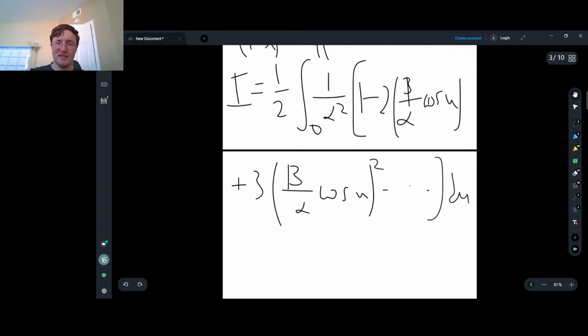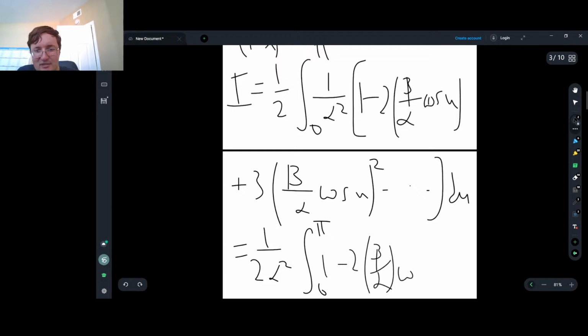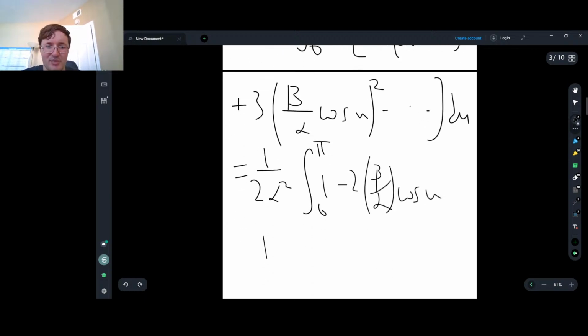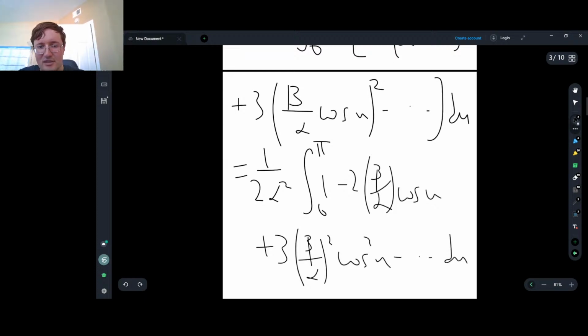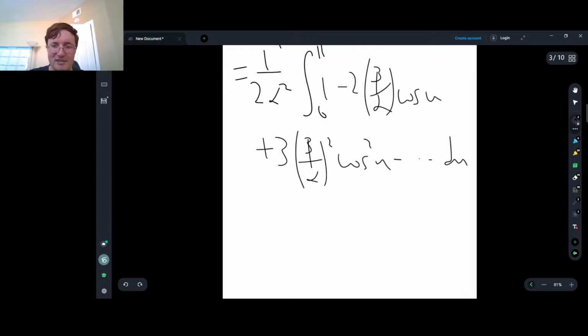Okay, well, here we go. So 1 over 2 alpha squared out front, 0 to pi over 2. Okay, now cosine u, or sorry, no, this is 0 to pi. So I've got 1 minus 2 beta over alpha cos u plus 3 (beta over alpha) squared cos squared u. Okay, so now cosine u, I want to evaluate the kth power of cosine.